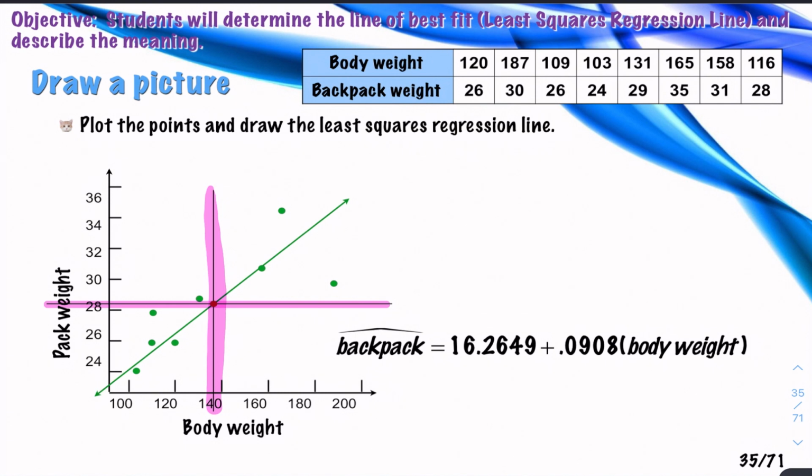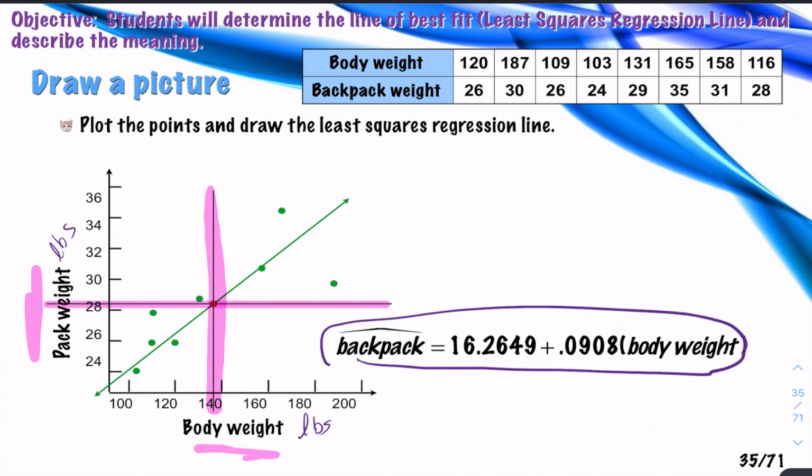So again, in any good plot, we have labels. We should have our units. Both of these are in pounds. And then we also give our linear regression model. Always, always, always provide this in context with your line of best fit.